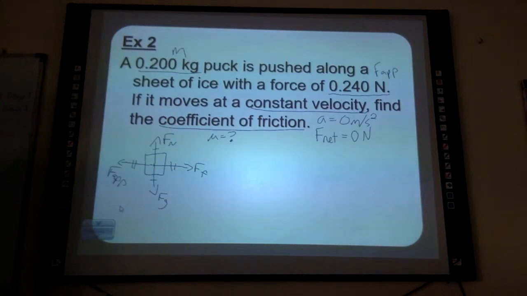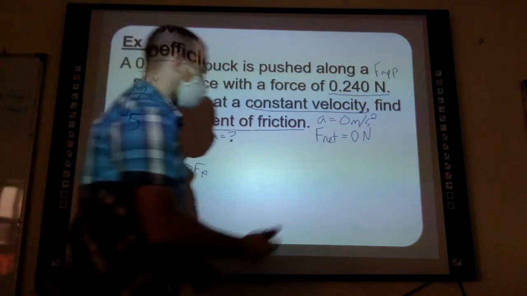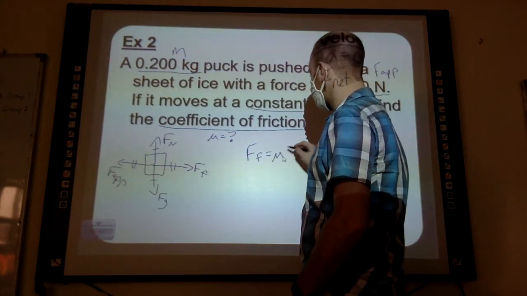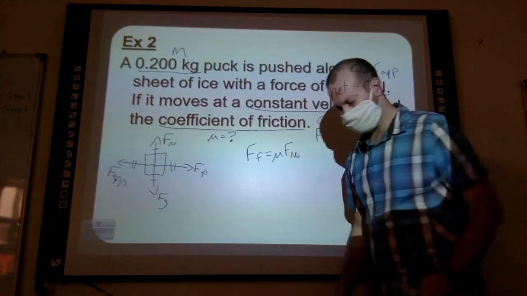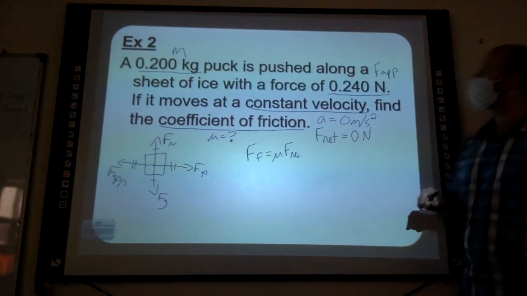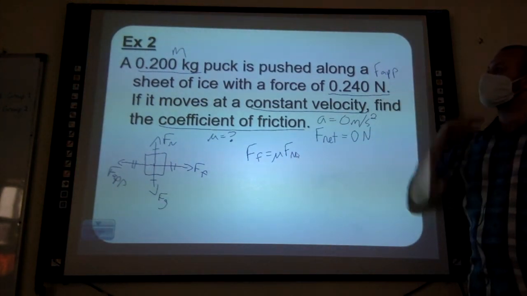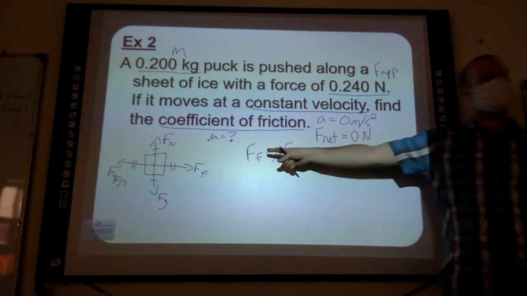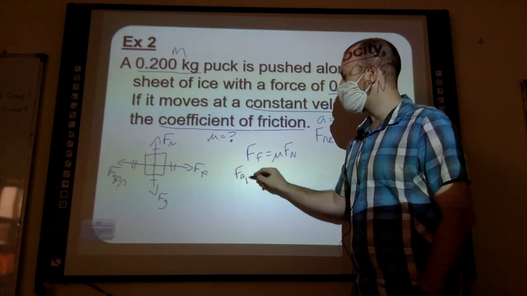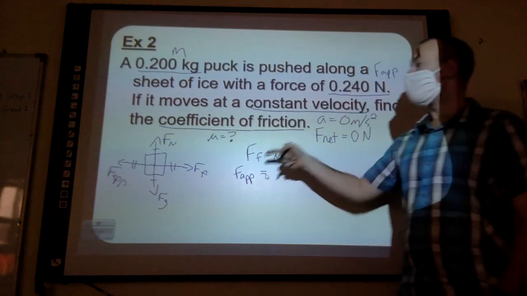All right, so what do we do next? Let's see. So if I want to solve for coefficient of friction, I'm going to need to use the friction force. That might be helpful. And how can we do that? Well, let's write it out. So I've got force of friction equals mu Fn. Do I know what my force of friction is? I do. It wasn't given in the question, but how do you know what this is? They're the same. So force of friction is equal to force applied. That variable we know.